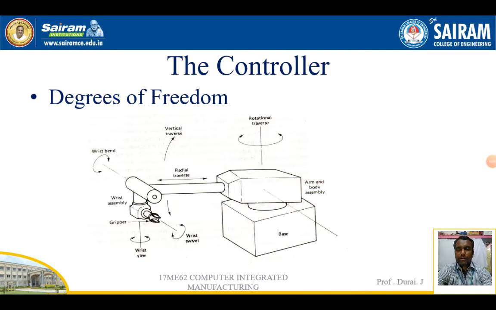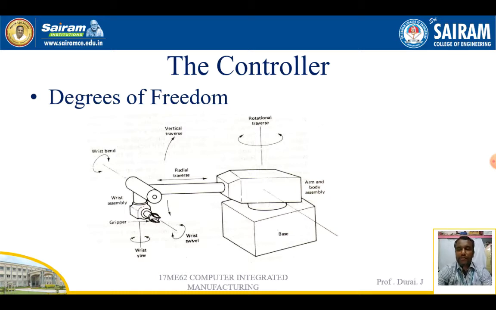Okay. So in this we are going to discuss the controller topic. Already we know that the controller is the brain of the robot. The main function of the controller is to direct the motion of the end effector. Usually the end effector is going to perform a particular task. It may be a gripper, which holds the component, or it may be a tool, which performs the operations.